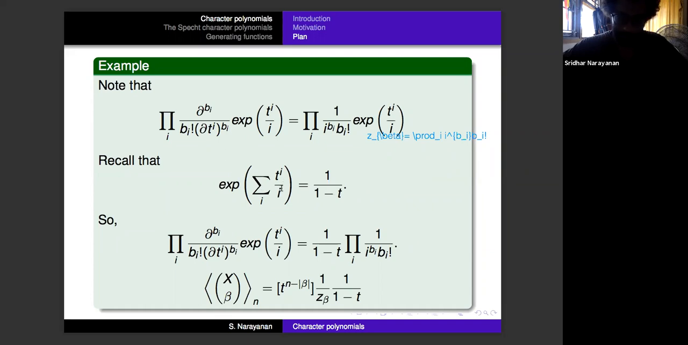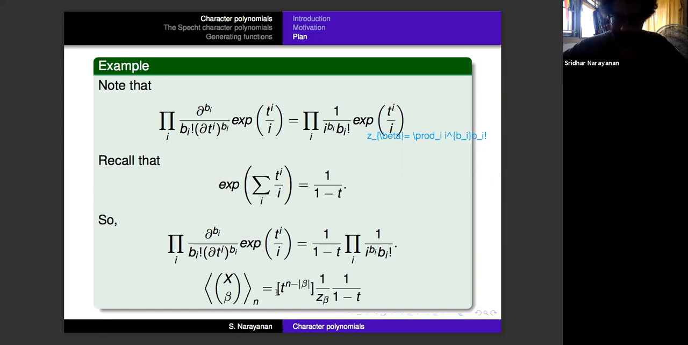And now the second trick that we use is that the exponent of the summation of t raised to i upon i is log of 1 by 1 minus t, and the exponent of log of this thing is just 1 upon 1 minus t. So we use this to get that this entire expression that we had up there, which is a differential, is equal to 1 over 1 minus t into this quantity, which is 1 by z_beta, right? As we defined beta here.